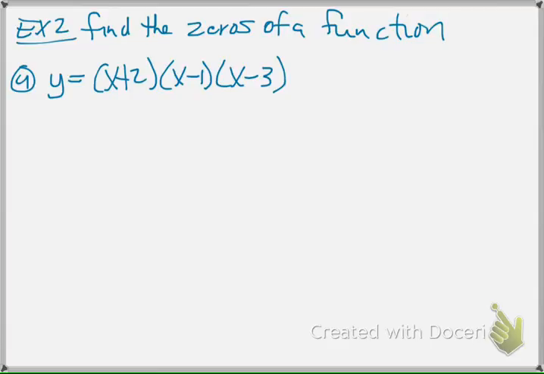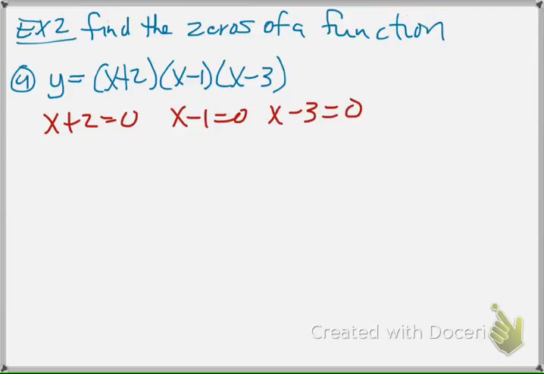So, what do they give you? The x's. They're already giving you the factors. So, how do you find the zeros? The opposite. X plus 2 is equal to 0, x minus 1 is equal to 0, x minus 3 is equal to 0, which we've already covered. Yes, it is the opposite.